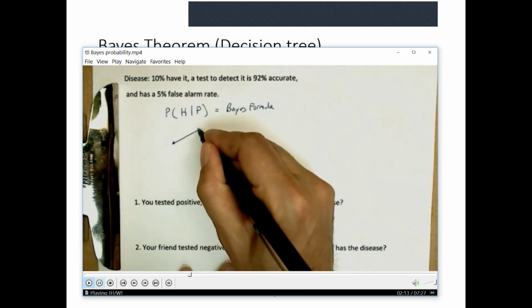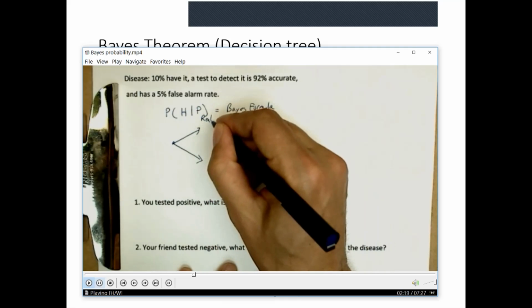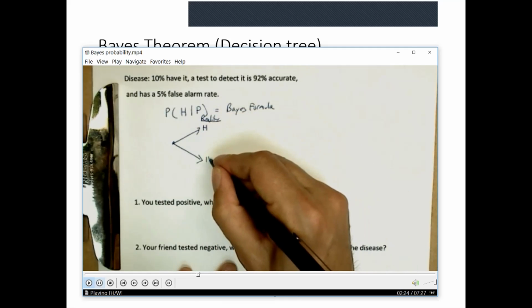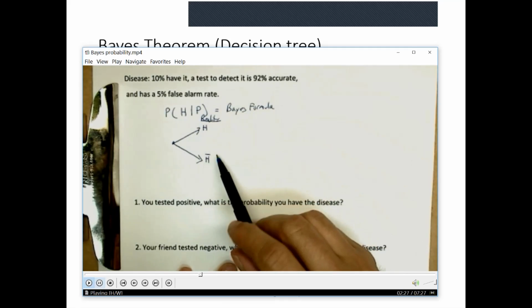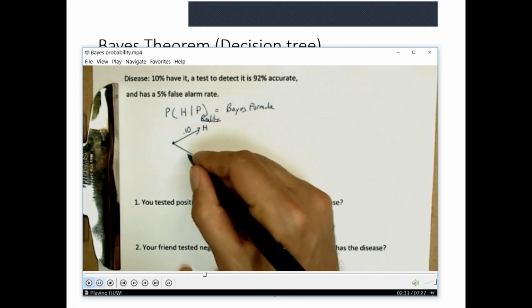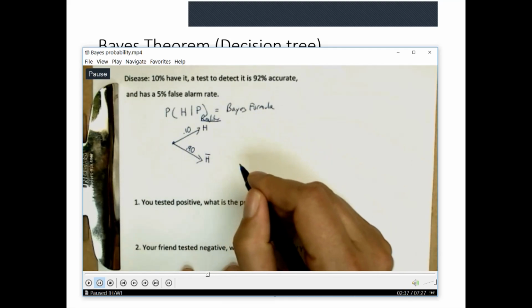We're going to start off here and make a tree. And the tree starts with reality first. You either have the disease or you don't. So H is having the disease, and not H is not having the disease. So what's the probability you have the disease? Well, 10%. Then obviously the probability you don't have the disease is 90%. Okay, Vitaly, I think you got it so far. We have unconditional probabilities. If it's 10% for the general population, then this means that on average you have a 10% chance of having the disease. You get it so far, right?